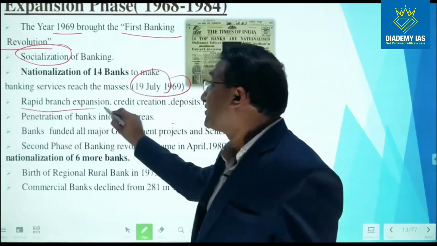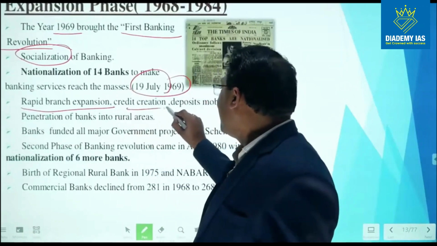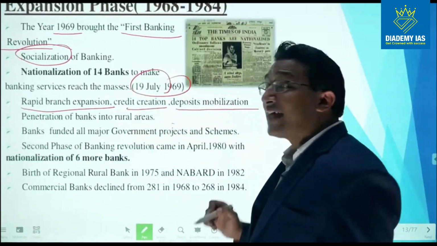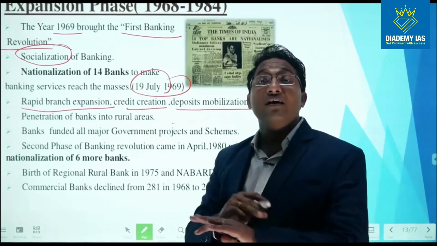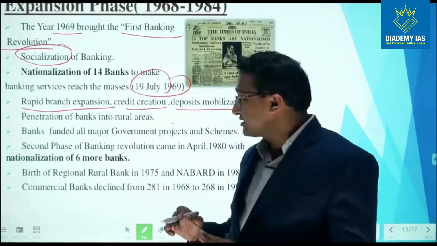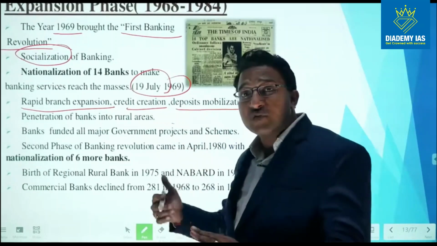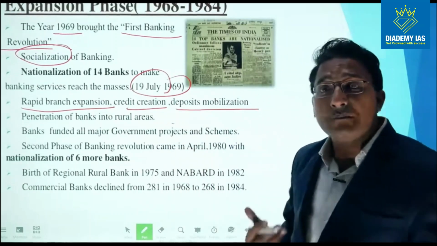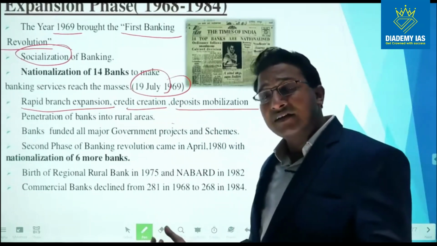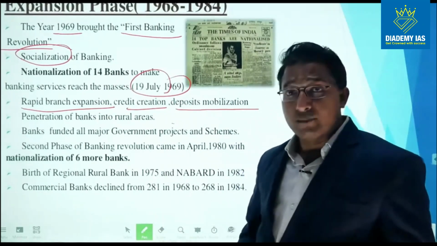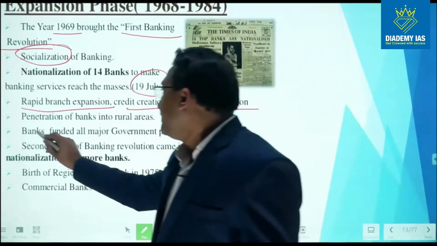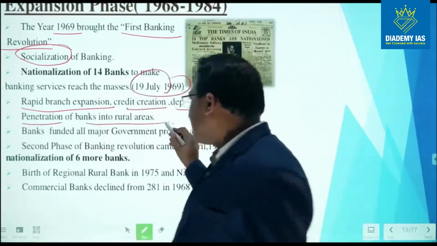Rapid branch expansion, credit creation, deposit mobilization, this happened. So banks were opening their branches in the rural areas, in the villages. More and more credit was being created, more and more people were depositing their money in the bank, and the bank was channelizing that money further to the other productive sectors. Penetration of banks into the rural areas.